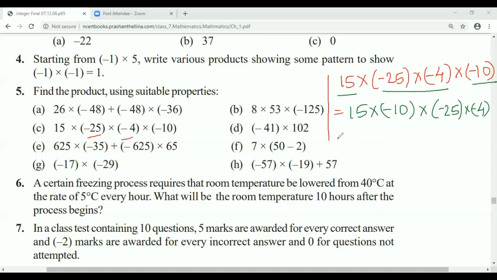So I can multiply 15 into negative 10. I will get negative 150 into, I can multiply these two together, 25 into 4, that's 100. Both are negative numbers, so I will get a positive answer, that is positive 100. So 150 into 100, I will get 15,000. I am putting two zeros after 150, that's why I will get 15,000. One number is negative and the other is positive, different signs, that means the answer is negative. So the answer is negative 15,000.